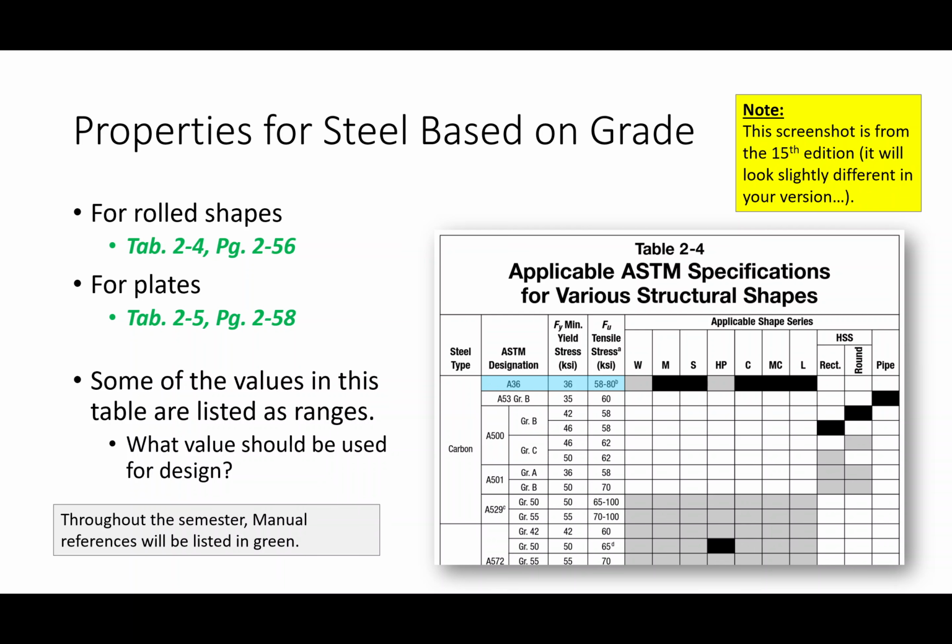Now where things get a little funky is grade A36, okay? So the yield stress is 36 KSI. But for the tensile stress, we have a range. So that's a question. If you're an engineer and I give you a range of the ultimate tensile stress from 58 to 80, what should you use? The smallest value. That's 100% right. That is absolutely correct, okay?